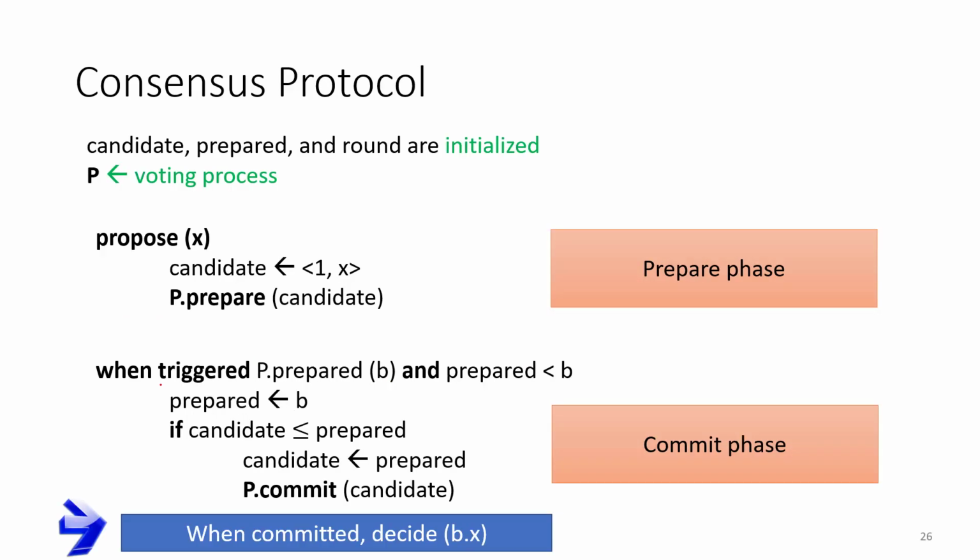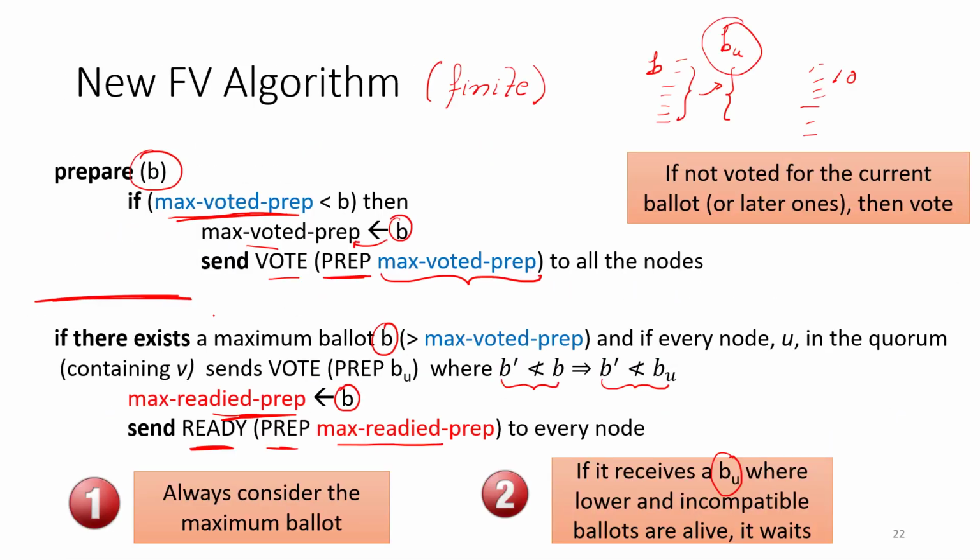So now our job is much simpler. The basic consensus protocol, as you will see, and again this is the finite version, actually becomes far, far simpler. So we initialize candidate, prepare and round the same way we were doing. We let P be the voting process. Propose is exactly the same thing where we have a candidate and we prepare the candidate. So preparing the candidate would basically mean going back to the federated voting of the prepared candidate.